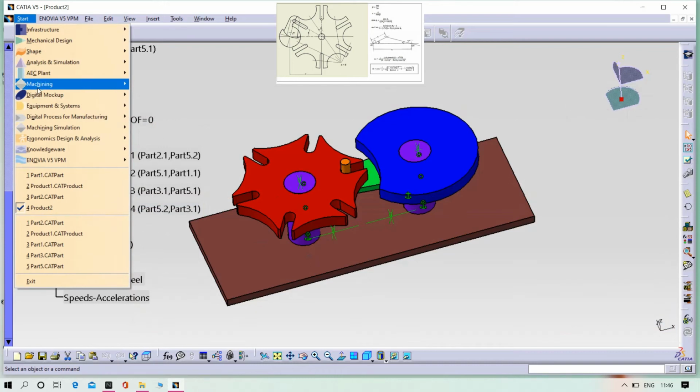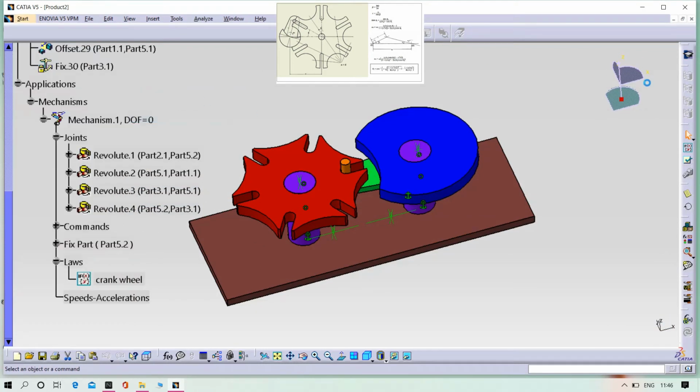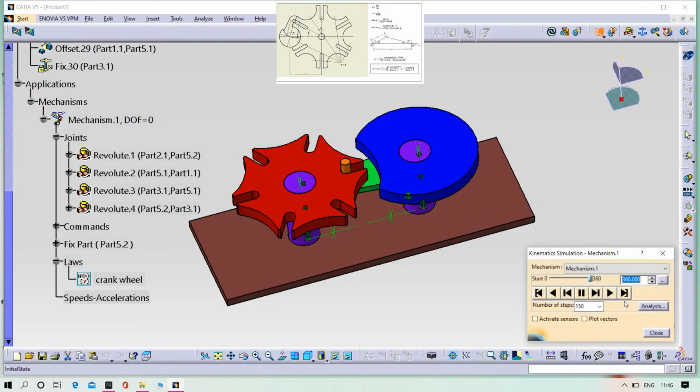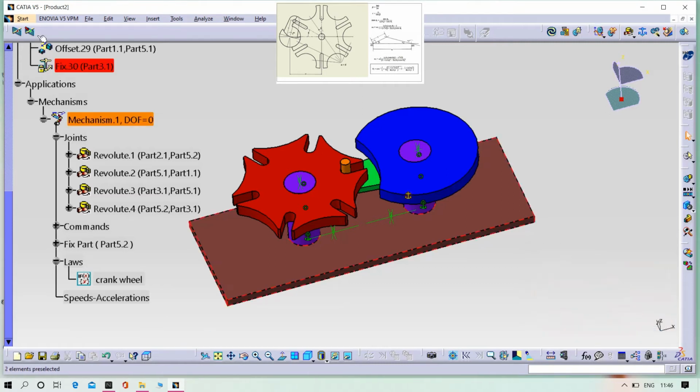We are going to the kinematics section. Let us see if it is working or not. Yeah, it is working. And one more thing here, we need to put 360 seconds. Close.